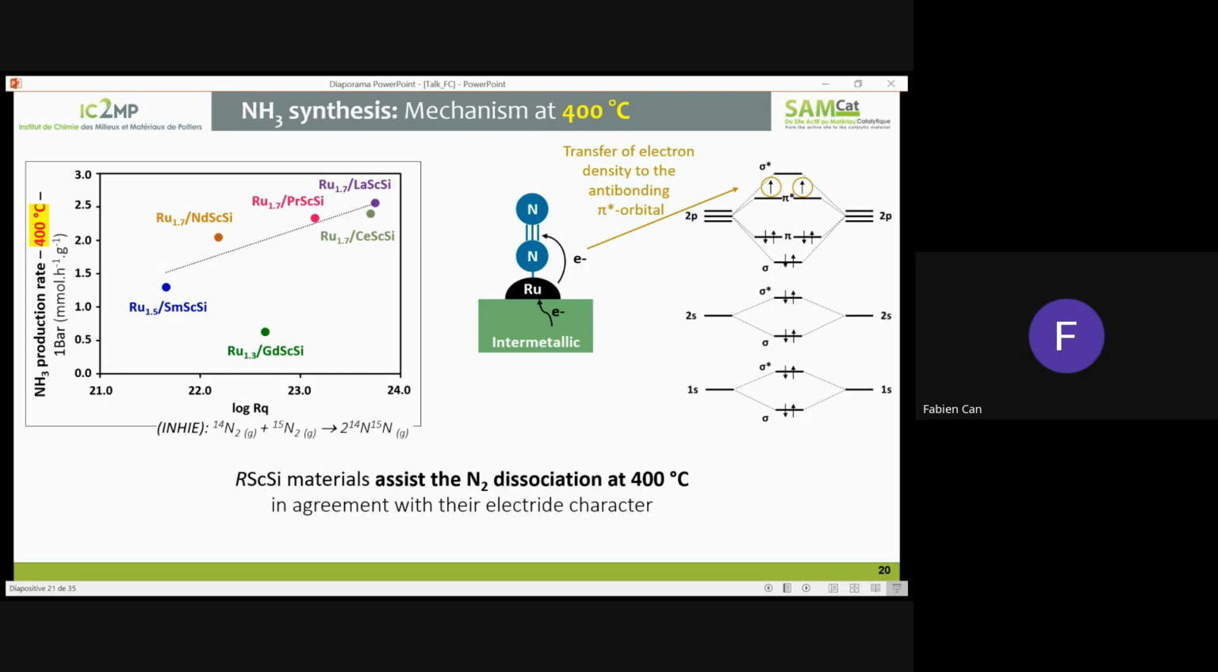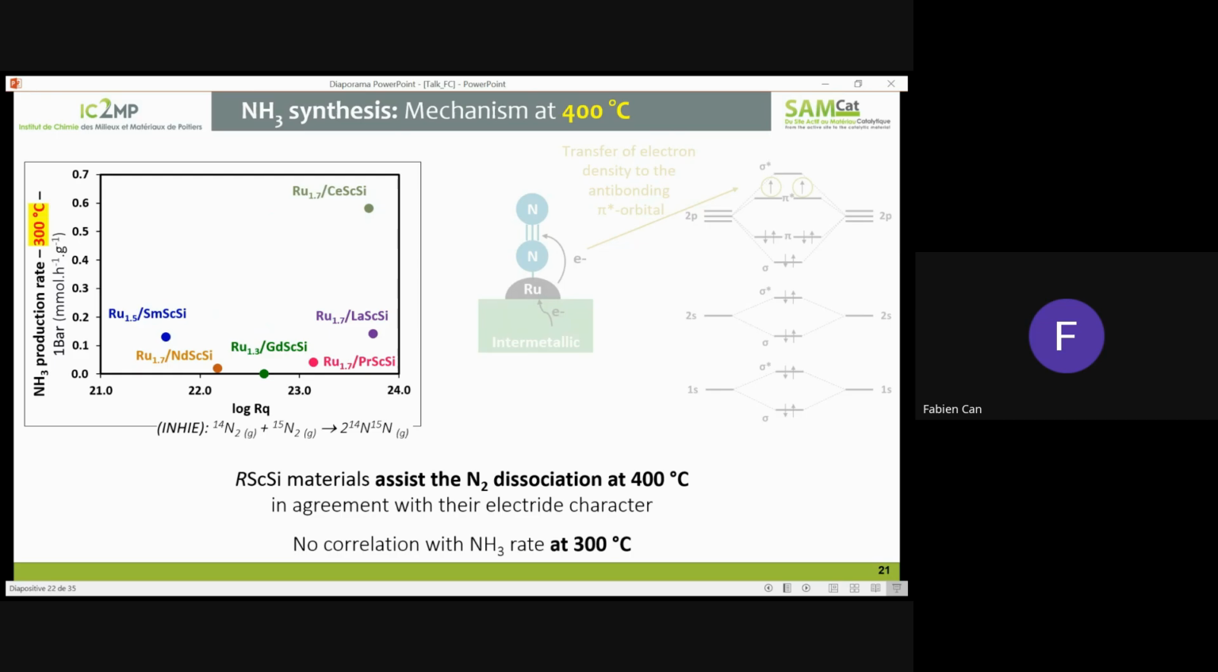But what happens if we want to perform a similar correlation with ammonia emission at lower temperature? In this case, we report the ammonia rate at 300 degrees C, depending on the initial rate for the N2 exchange. And in this case, we don't have correlations. Clearly, some samples present similar formation of ammonia, but with very different initial rates. So it confirms that we have another mechanism at low temperature.